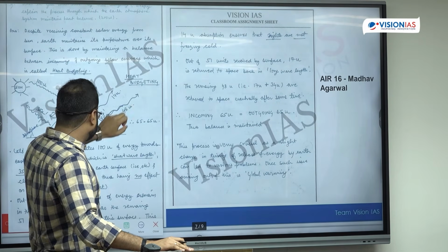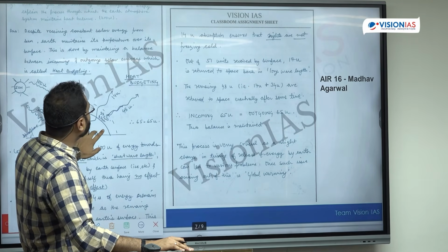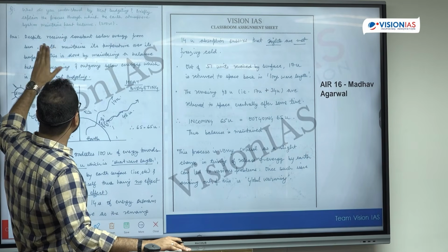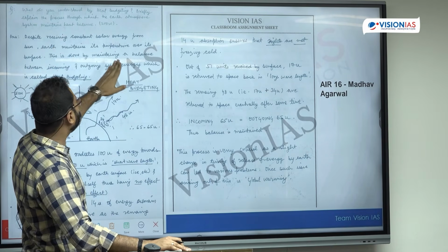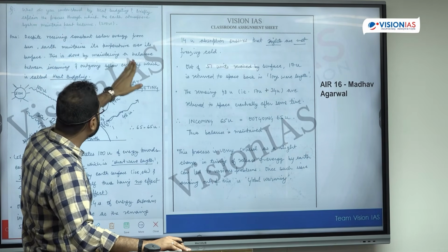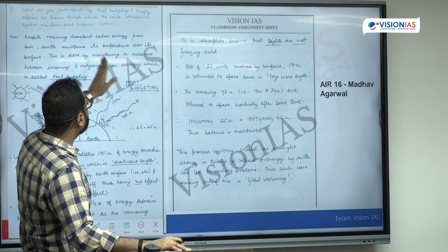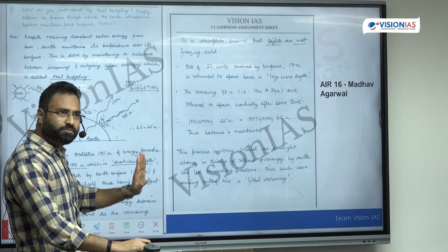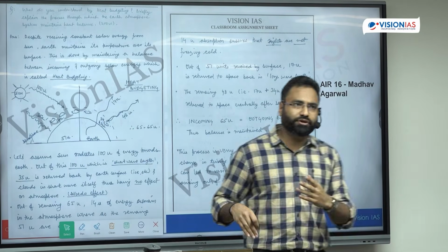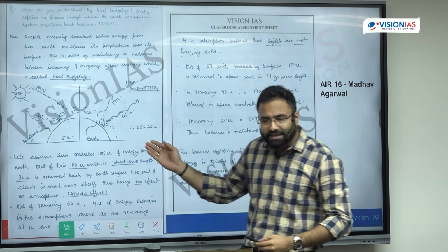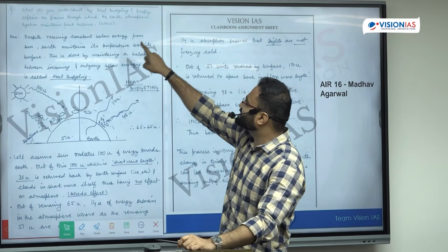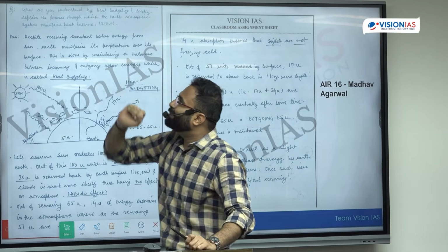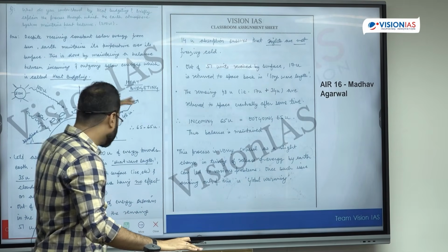Next is the assignment answer written by Madhav. So now here try to see the structuring. The question was about the heat budgeting. So he has defined heat budgeting: despite receiving constant solar energy from the sun, Earth maintains its temperature over its surface. This is done by maintaining a balance between the incoming and the outgoing solar energy, which is called the heat budgeting. Then he had given a diagram in order to depict what is heat budgeting, but then he had explained this process, because the question was asking to briefly explain the process through which the Earth atmosphere system maintains heat balance. So he had explained the process.